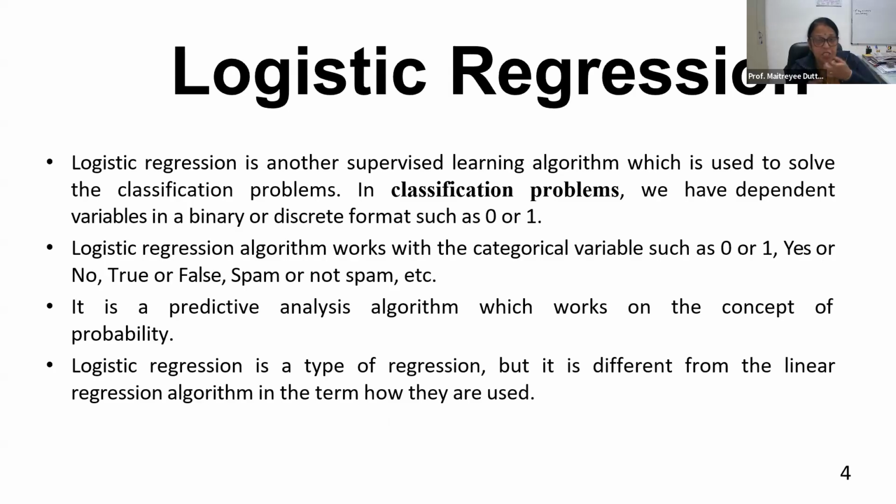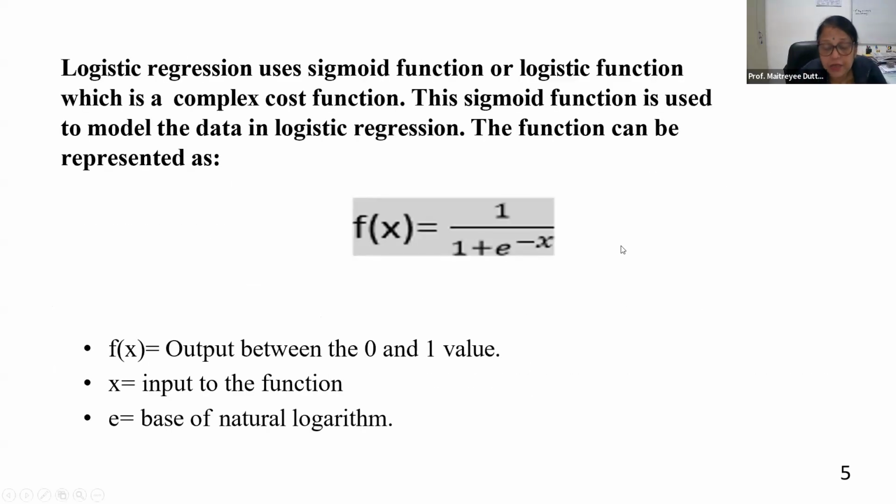The most basic classification algorithm is logistic regression, and it is a very strong classification algorithm also, right? The equation of logistic regression is f(x) equal to 1 by 1 plus e to the power minus x. This is the sigmoid equation. That's why we say that it uses the sigmoid function or the logistic function, and that's why the name is logistic regression.